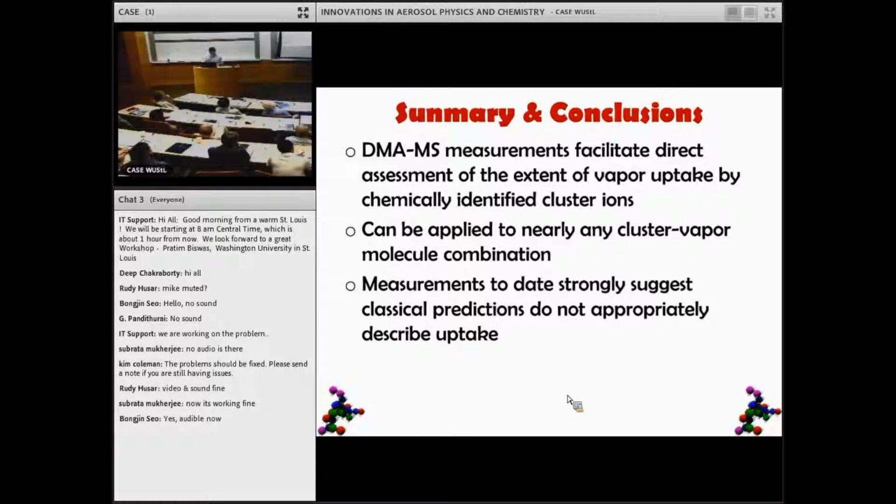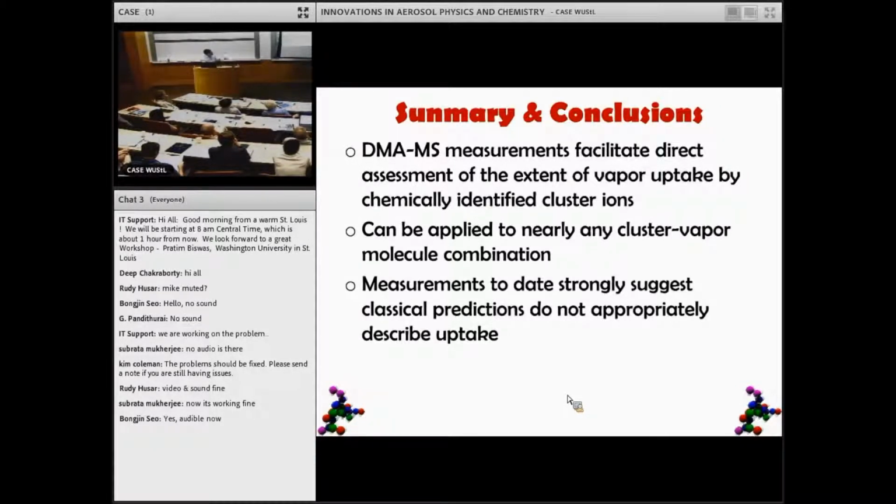The DMA-MS instrument that Juan has put together is just really excellent in that it allows these types of measurements to go on. That you can get high resolution mobility measurements and monitor those shifts is really useful. For the most part, this can be applied to any cluster, if you can make it, and any vapor molecule combination, provided you can let the ions be in the DMA long enough to reach an equilibrium. This becomes an interesting issue for things of low vapor pressure, but then you get into a kinetic regime where you can actually probe kinetics of uptake.